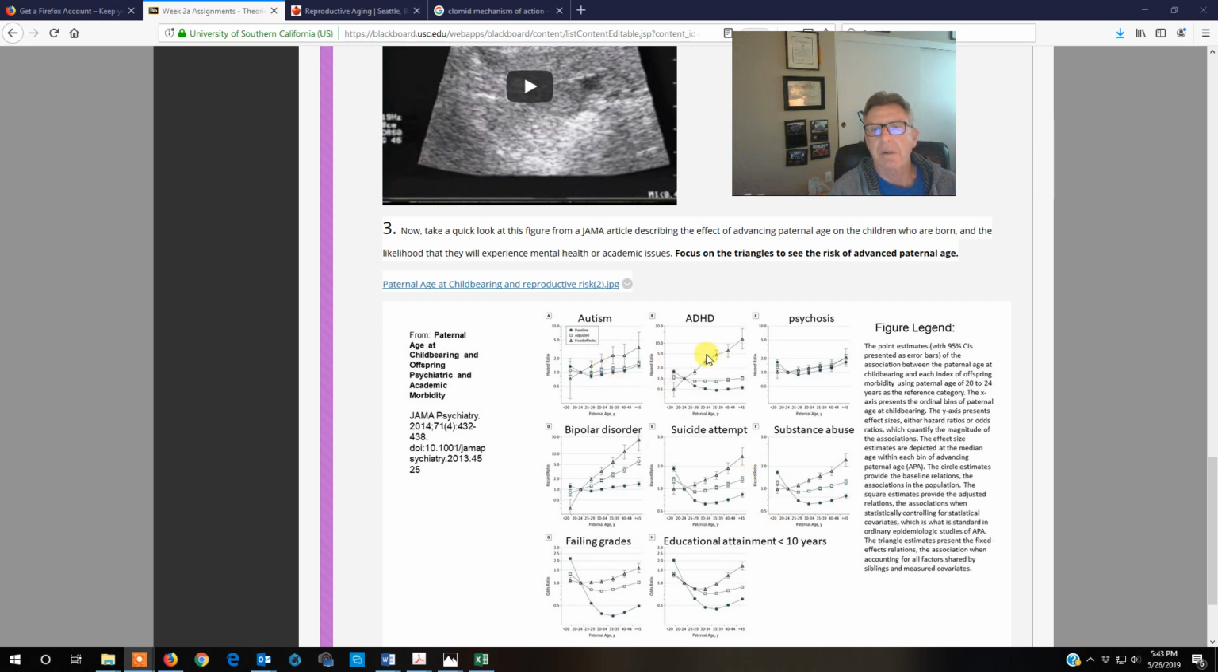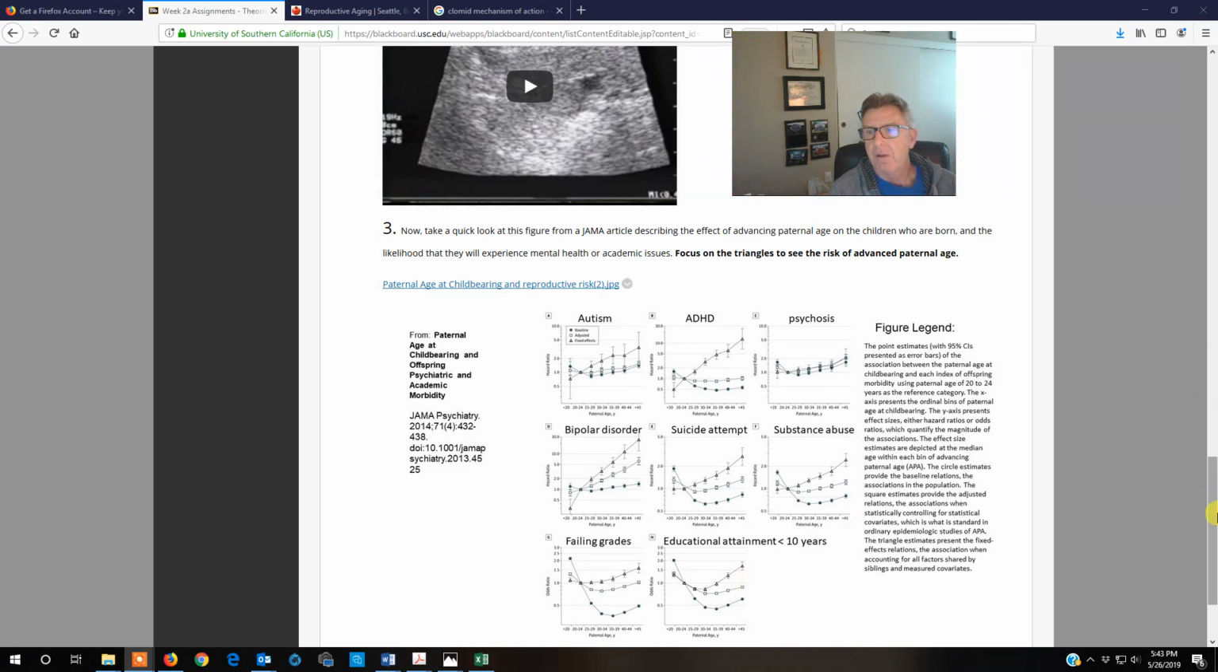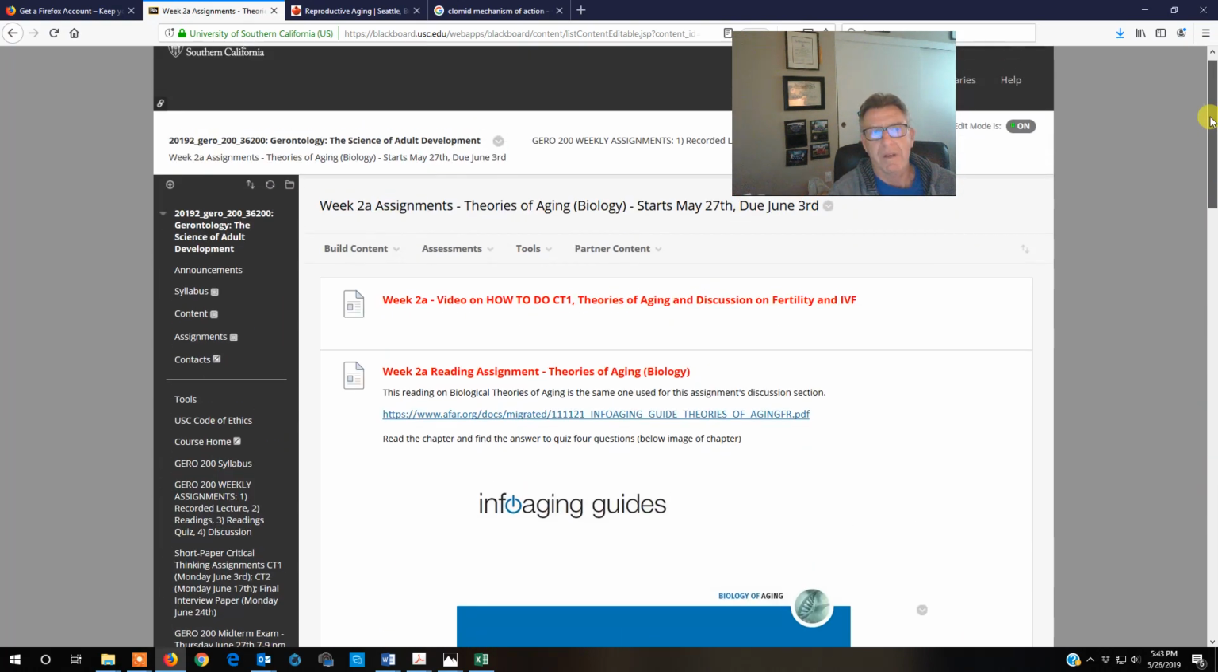You look at autism, ADHD, psychosis, bipolar, all linked to paternal age. Okay. How do we know this? Well, you look at numbers of birth where the mother is young but the father's older. Okay, and you get this kind of data. All right. So we all experience aging in our reproductive system.